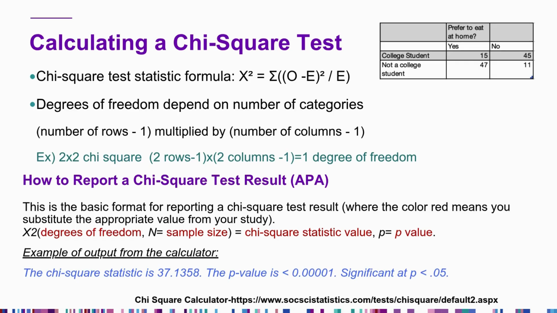Next, we have the equal sign and the chi-square statistic value, followed by the p-value. These two values are provided in the online calculator that we will use. I plugged in the numbers from our table to the chi-square calculator, and you can see an example of the output from the website. It's in blue. It gives the chi-square statistic and the p-value and tells us if it is significant or not. We will use the 0.05 threshold, which is kind of the standard.